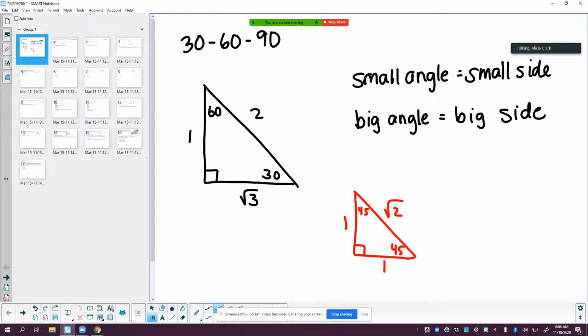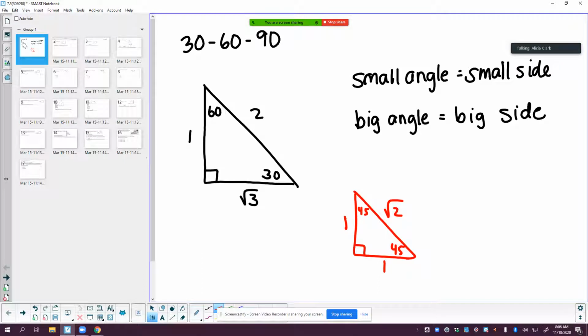So today, the two angles that are not the 90, the two acute angles, are different. So the two legs are different. Okay, so draw out this 30, 60, 90 triangle on your sheet. Small angle is equal to the smallest side. We kind of talked a little bit about that.